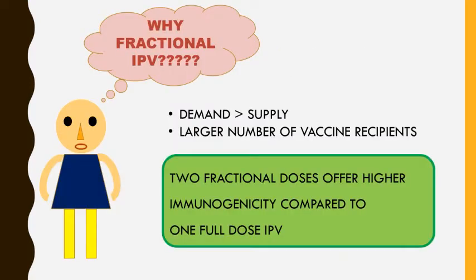One might wonder why fractional IPV when a full dose IPV can be given. One of the main reasons being our demand is more than the supply. And in this way, a larger number of our infants can be vaccinated. Moreover, it has been proven that two fractional doses offer a higher immunogenicity compared to one full dose IPV.